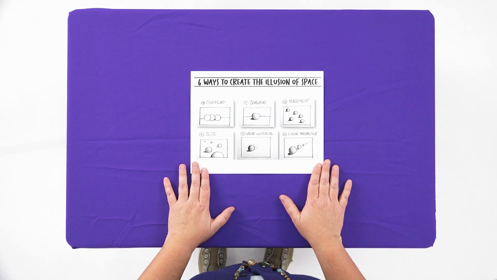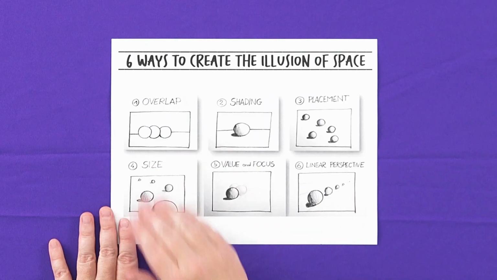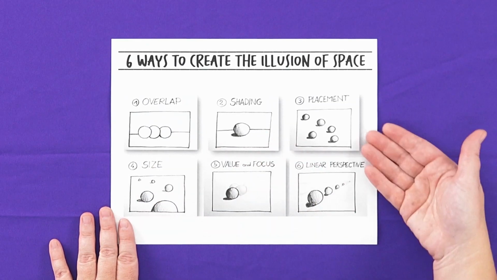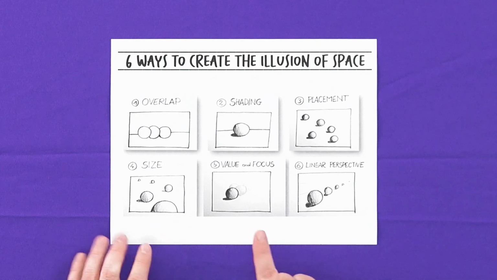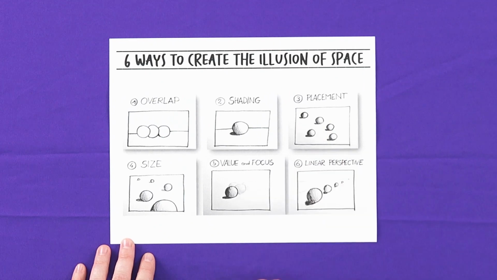So, what is space? Space is used to create the illusion of depth within an artwork. There are a variety of ways to accomplish this. Here are 6 simple ways to create the illusion of space on a flat surface: overlap, shading, placement, size, value and focus, and linear perspective. I want to focus on 3 of the 6 ways: size, placement, and overlapping. These 3 ways are typically the easiest to incorporate into your work of art to create a feeling of space or depth.